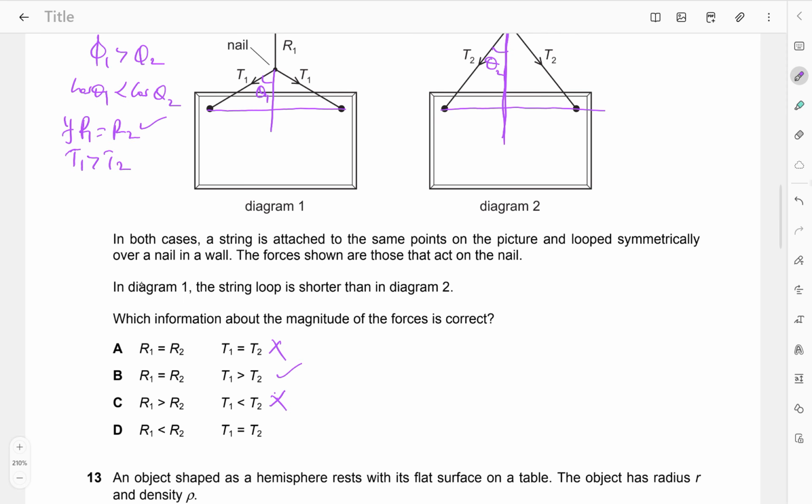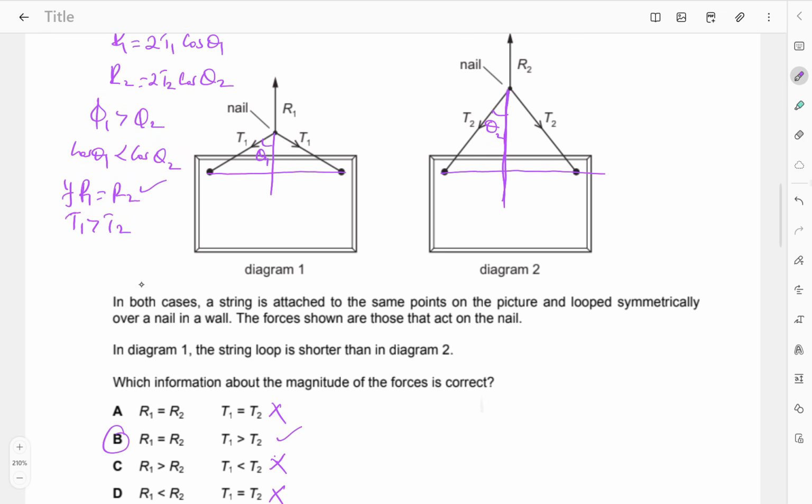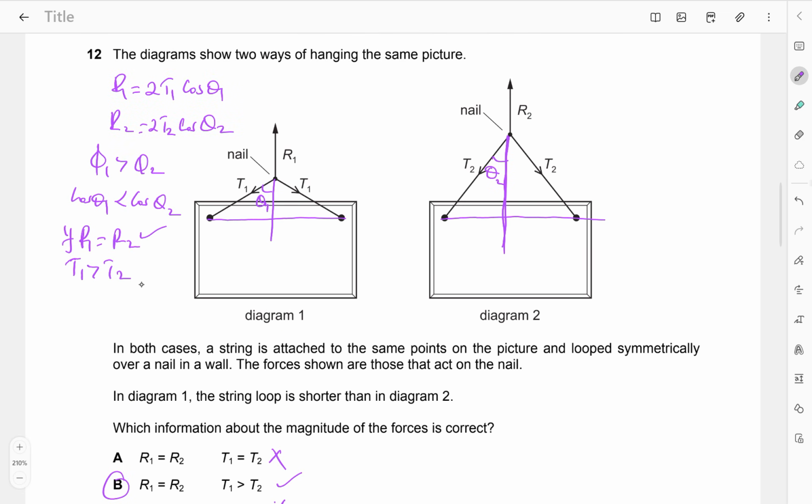Then R1 is less than R2, T1 is equal to T2. That one is not true. So our answer is equal to B. We have seen when you look at the two equations, remember we resolve T1 downwards and there are two. That's why you see these two coming into place.